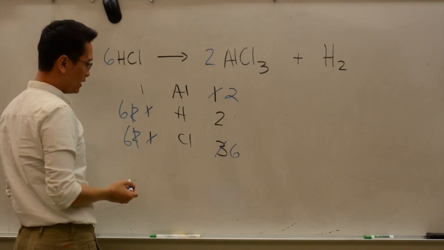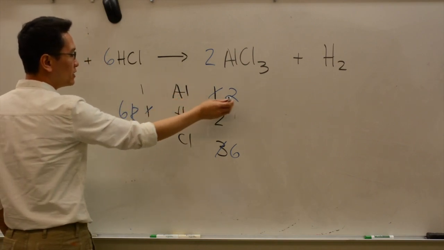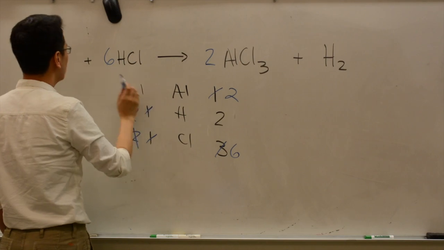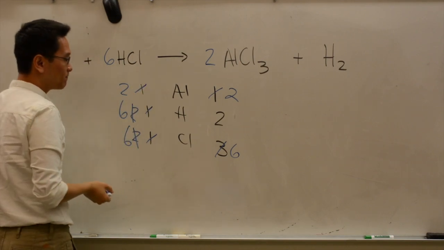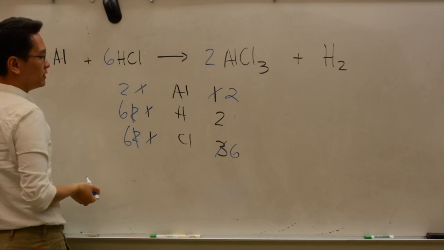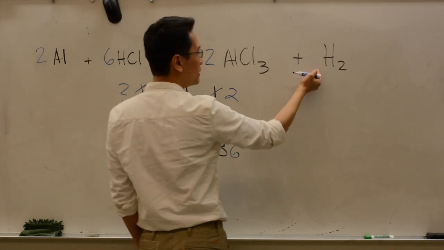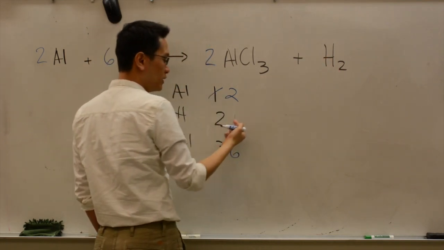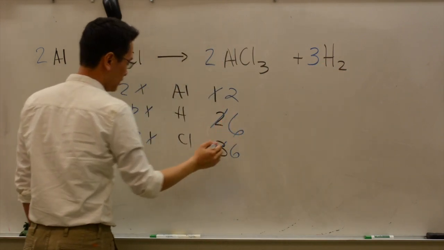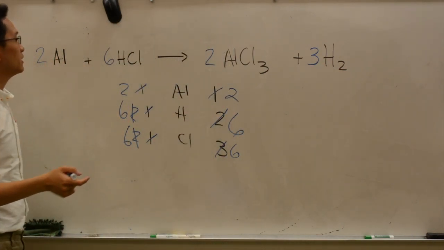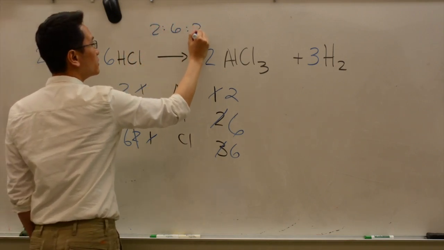Doesn't seem like it's working out so far, so I can keep on going though. So I changed aluminum, so now I'm going to put 2 aluminum here. Hey, yay, at least that doesn't change much. How about hydrogen? That's not balanced yet. There's 6 here and 2 here. What must I put here? 1 times 2 becomes 6. 3 times 2 is 6. 6 and 6. Yay! So my ratio is 2 to 6 to 2 to 3.